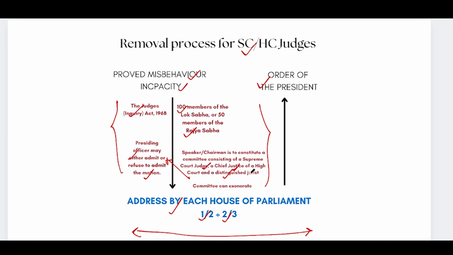If the session is prorogued in between, then irrespective of the stage the resolution is at, it will have to be restarted. And if all of this is done in one session and it is sent to the President, and if the President issues an order, the judge of the higher judiciary shall stand removed.